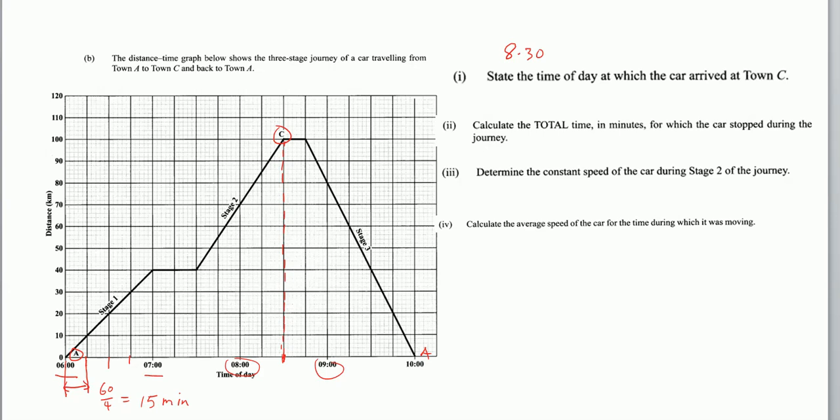Now they said calculate the total time in minutes for which the car stopped during the journey. Make sure you understand what is happening here. In stage 1, the car is actually moving, and it moves until it reaches 7 o'clock. Here, notice that the distance has not changed. It reaches a distance of 40 kilometers and nothing happens for a period of half an hour. This represents when the car is stationary. This horizontal line here also represents when the car is stationary. So they want the total time in minutes. In this first part where the car stopped, this is represented by 30 minutes.